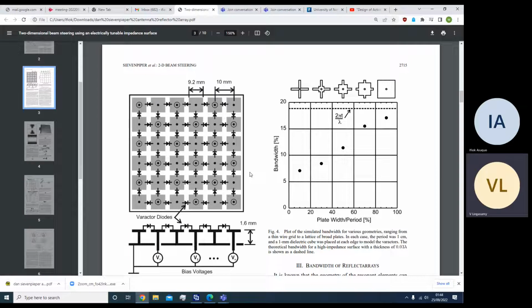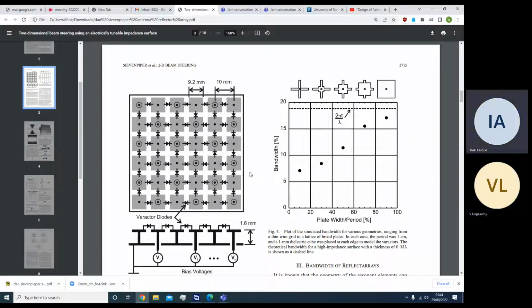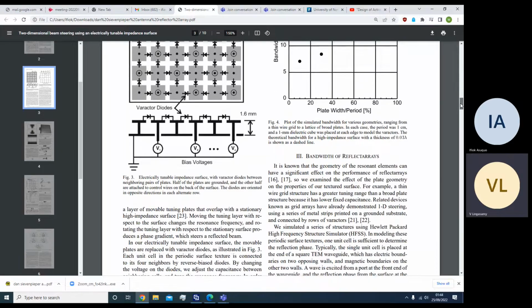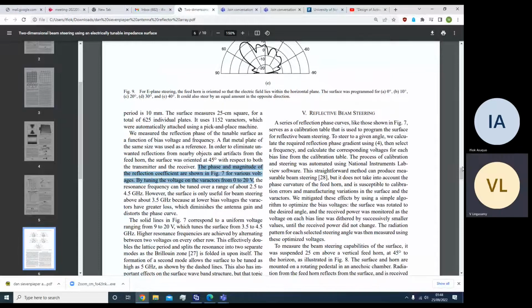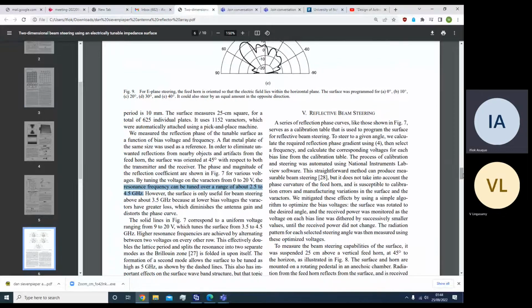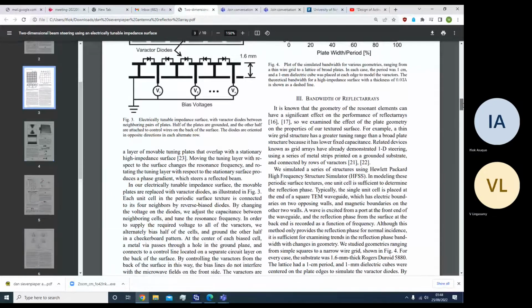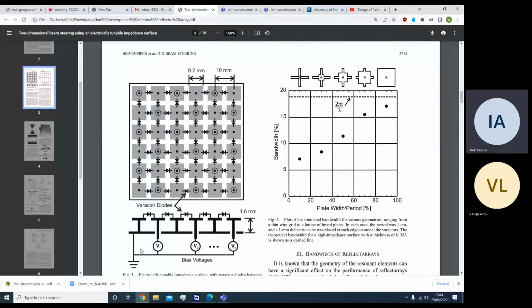So can you go to that sentence, please? At 0 to 20 volts, the phase and magnitude of the reflection coefficient are shown in figure 7 for various voltages. By tuning the voltages of the varactors from 0 to 20, the resonant frequency can be tuned. Okay, which means it should be common for all, basically. So from 1 volt to 2 volt to 3 volt, all of them should have the same. That is the understanding I have.